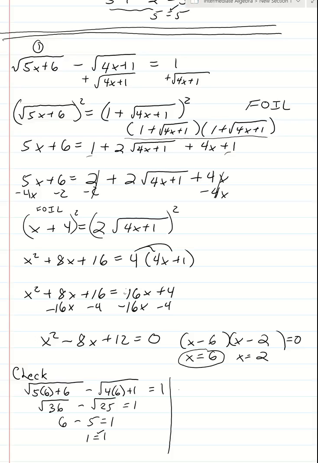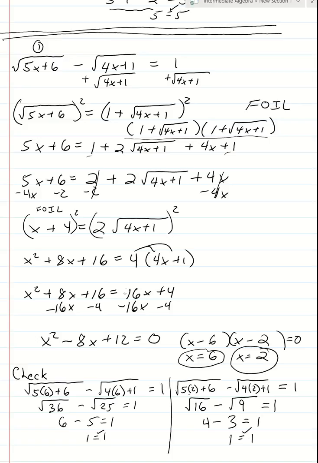Let's check out our second solution. Square root of 5 times 2 plus 6 minus the square root of 4 times 2 plus 1. Does that equal the number 1? Well, 5 times 2 is 10, plus 6 more would give us the square root of 16. And then 4 times 2 is 8, plus 1 more is the square root of 9. Square root of 16 is 4. Square root of 9 is 3. And since 4 minus 3 is 1, 1 does equal 1. So we have found two solutions.